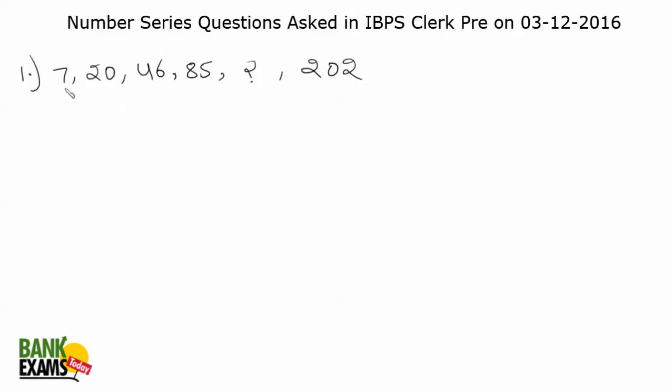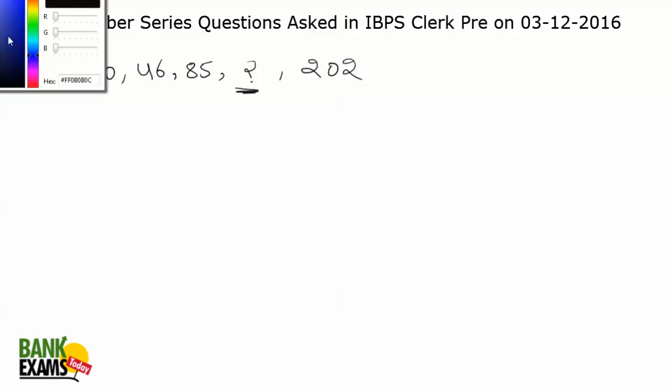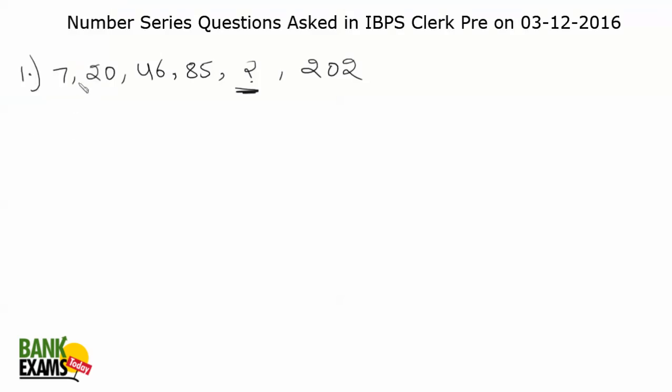The series was 7, 20, 46, 85, and there is a question mark. We need to find this question mark, that is 202. By giving it a look, I'm unable to find a pattern. So the first thing I'm going to do is find the difference between these two numbers. It is 13, then these two numbers it is 26, then these two numbers it is 39. So I have got a pattern.